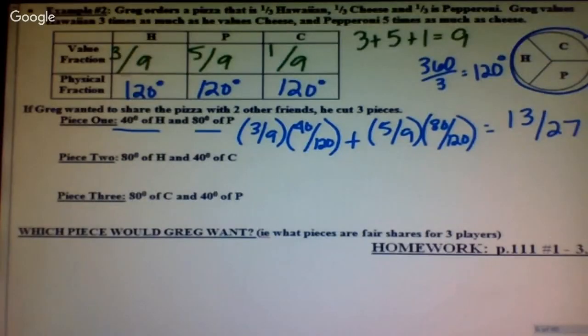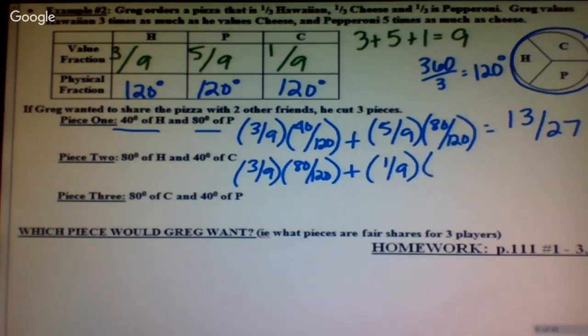With 3/9, what does my fraction that goes with 3/9 look like? 80 out of 120. And with this Hawaiian, I'm giving you some cheese. So I start off with 1/9. And my second fraction should look like 40 out of 120. That's what I'm doing. Okay, that's it for the second one.